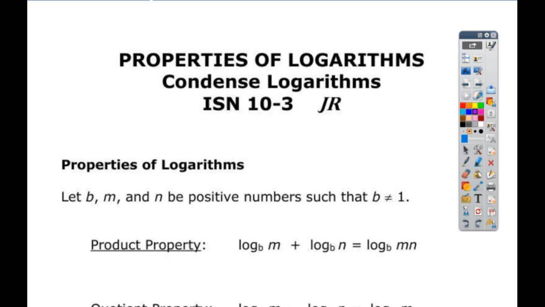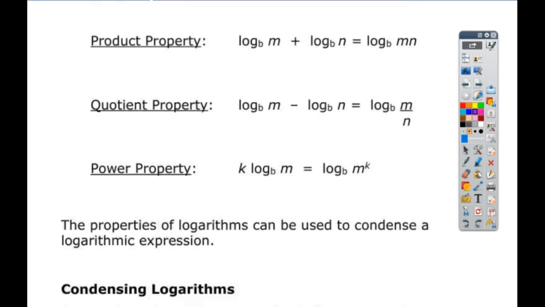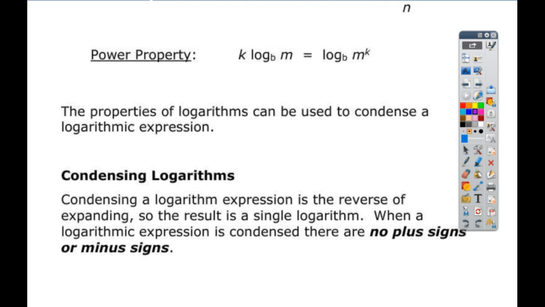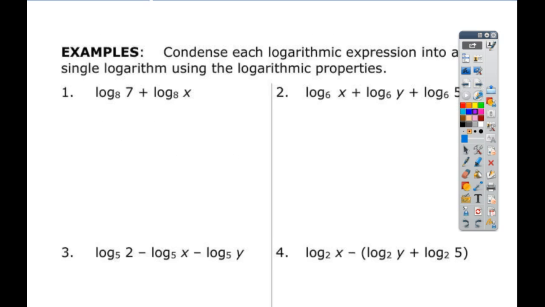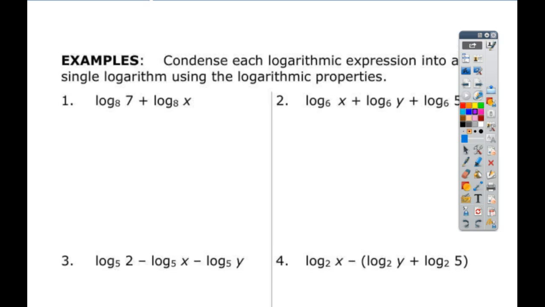So on Friday, we expanded, right? We went from one log and made it into a whole bunch of logs. Today we're going to do exactly the opposite. Okay. So when we're multiplying exponents, what do we do with them? Add, right? So here, where it's add, I'm going to multiply. I'm going to change that to multiply.